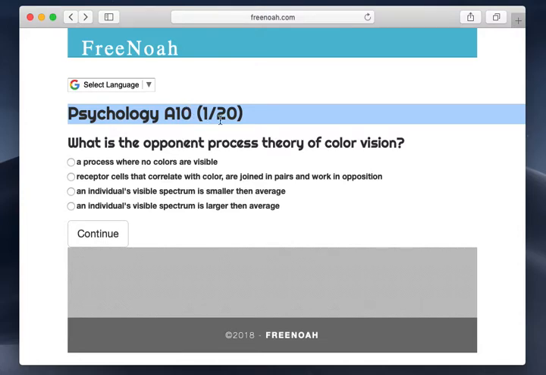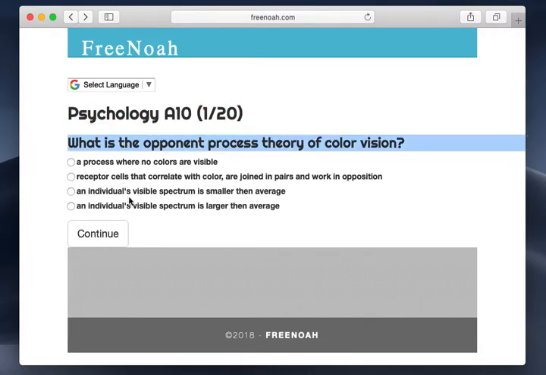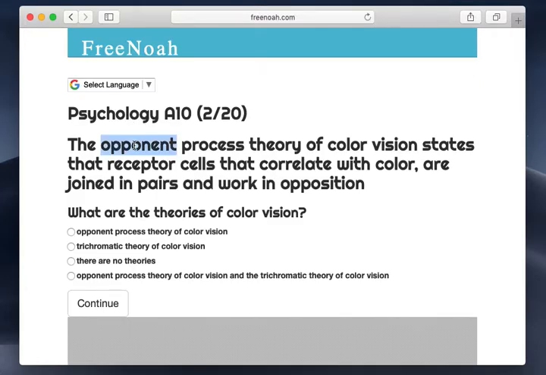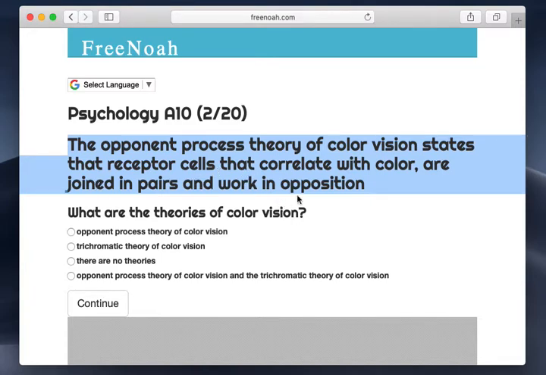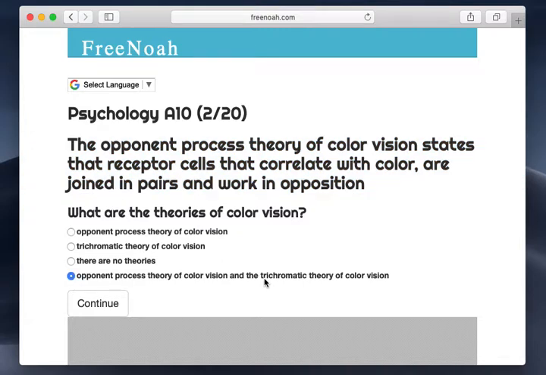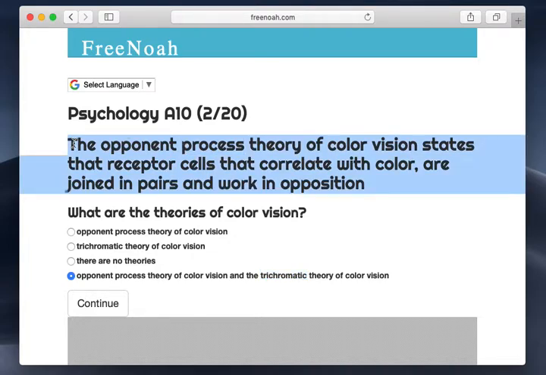Psychology Assessment 10 Question 1. What is the opponent process theory of color vision? The opponent process theory of color vision states that receptor cells that correlate with color are joined in pairs and work in opposition. The opponent process theory of color vision answers what the trichromatic theory of color vision fails to, which is the afterimage effect, right?